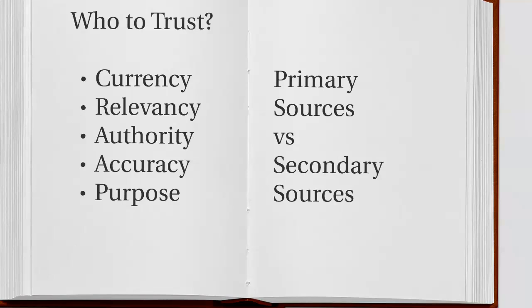So a secondary source might be things like a textbook analyzing it. It might be a documentary about it. It could be biographies of the creators. It could be critiques or commentaries, things like that.